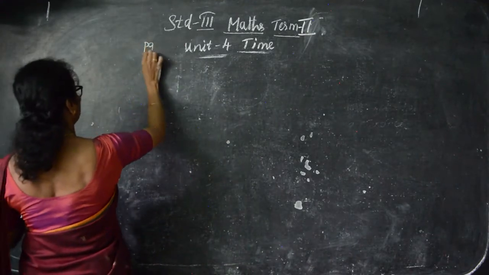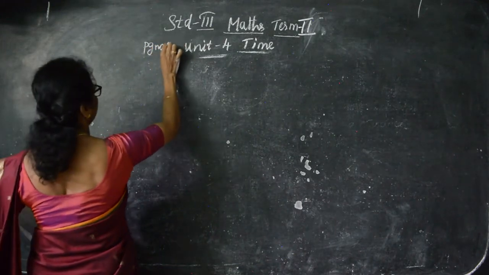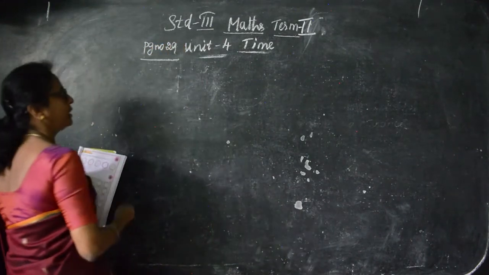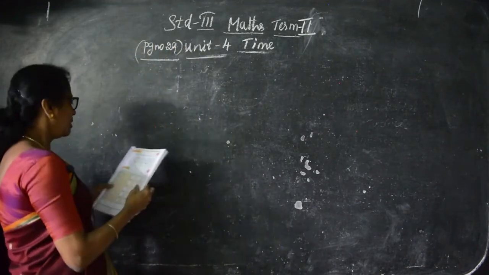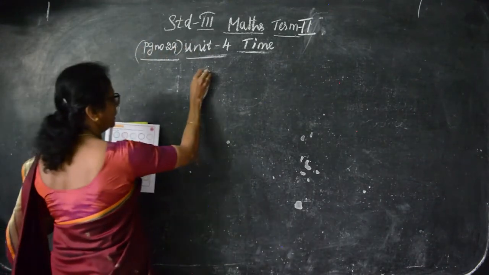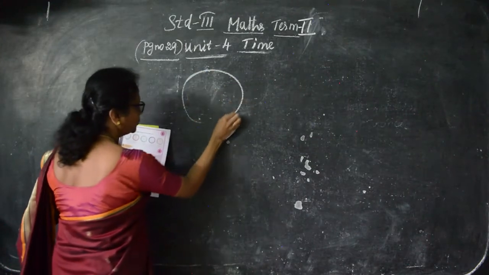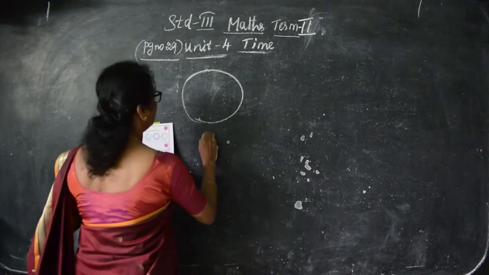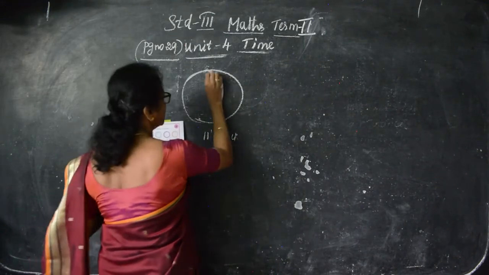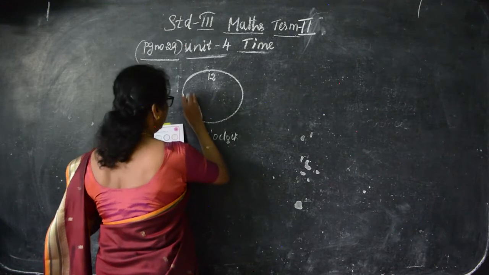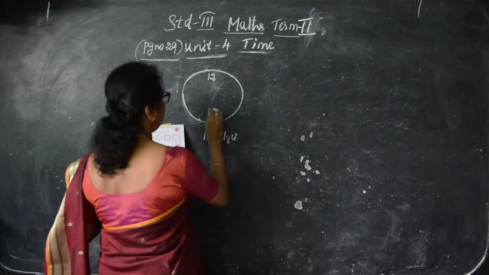Page number 29. First I have done page number 28. Now page number 29. Okay, now draw the hands of the clock. They are given the time, you have to draw the hands. Here they are given 11 o'clock. What's the time? 11 o'clock.